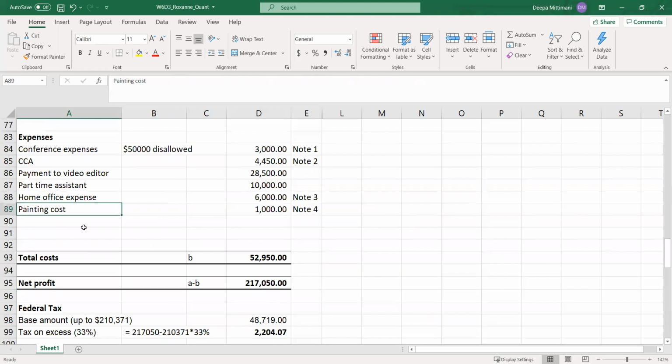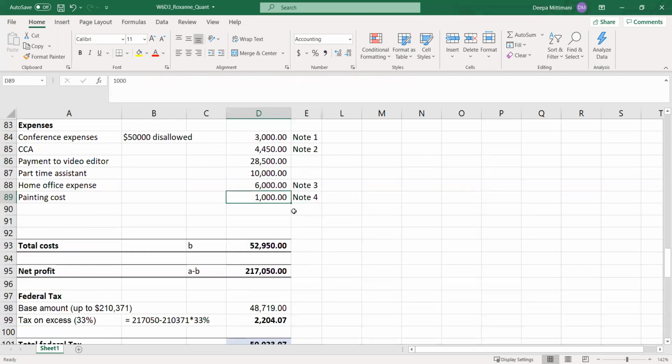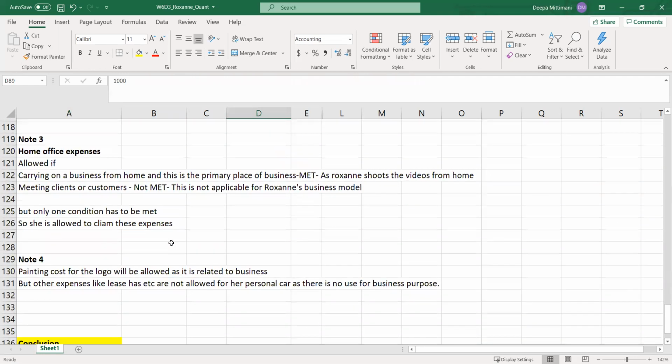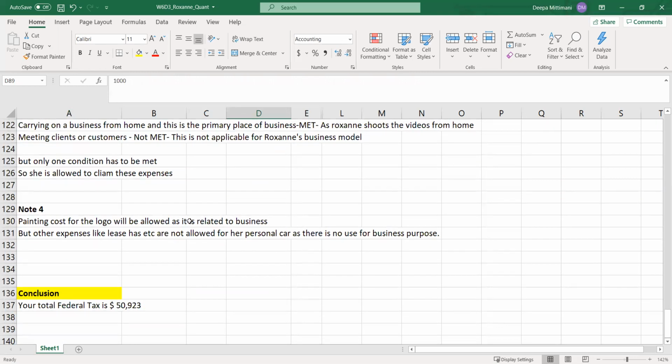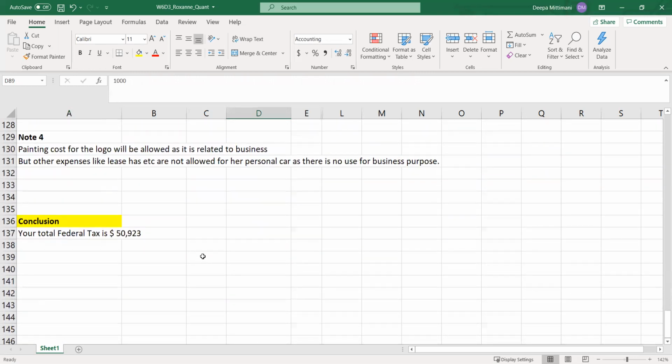Now painting cost. There was something given that she printed something on her car, and there was some case fact, so again there is a note. So painting cost for the logo will be allowed as it is related to business, but other expenses like lease, etc., are not allowed for her personal car as there is no use for business purposes. So the car lease was there, and she could claim that as a business expense, but there was no relation of the car to be used in the business as such. So no, she cannot claim that.